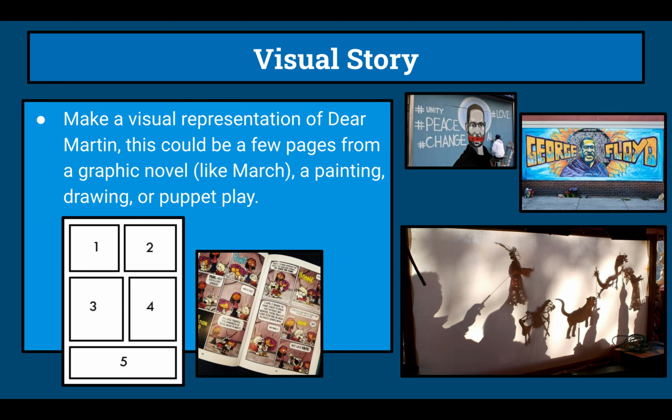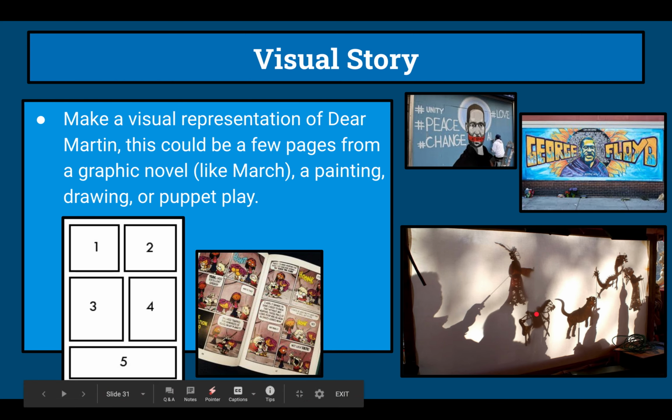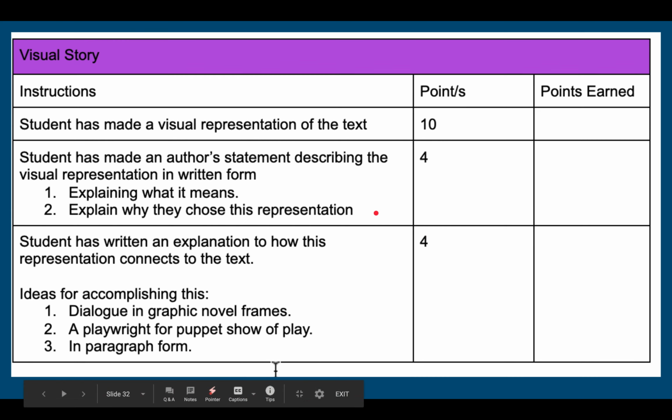And then another thing you could do is come up with a play. I'm going to show you the rubric to that, and it's pretty specific. So your 10 points is going to be, did you make a visual representation of this text? That's the most important thing.